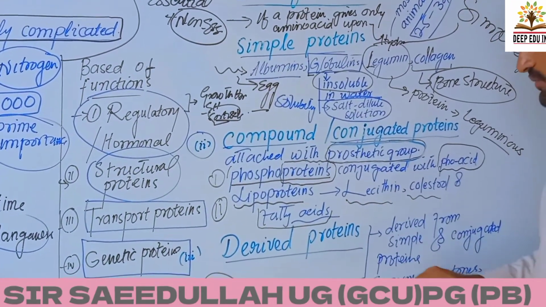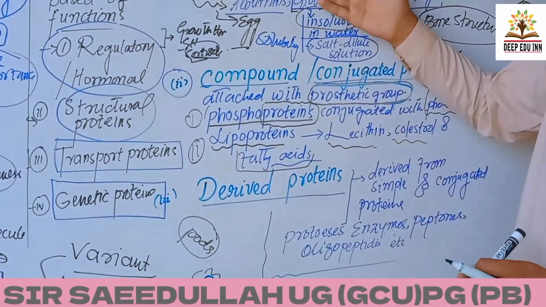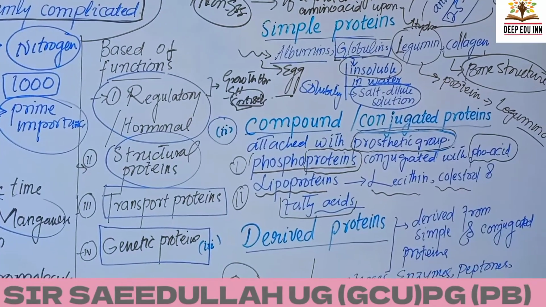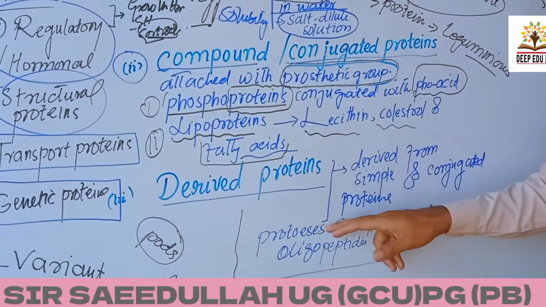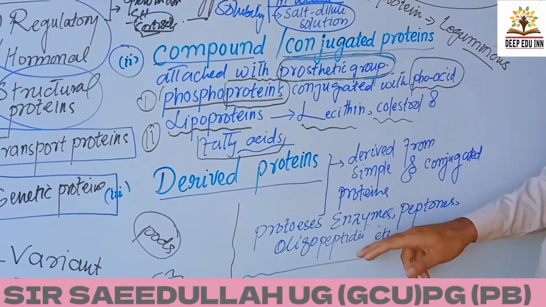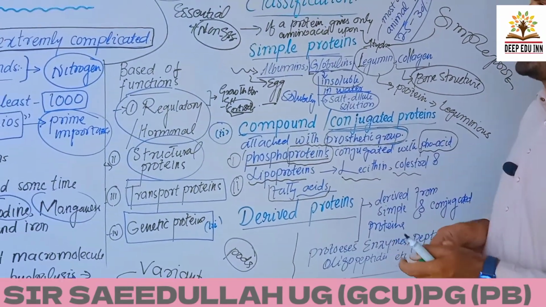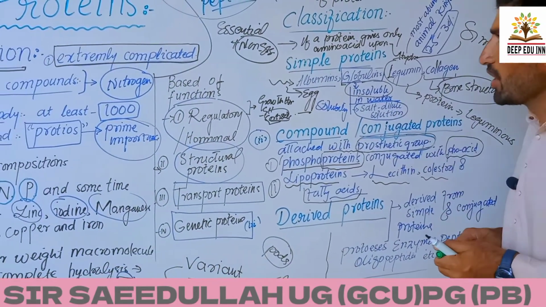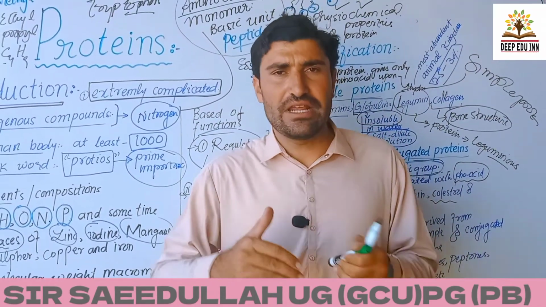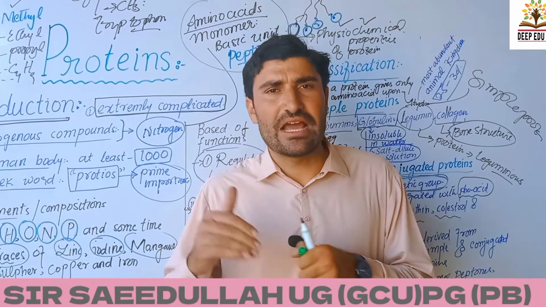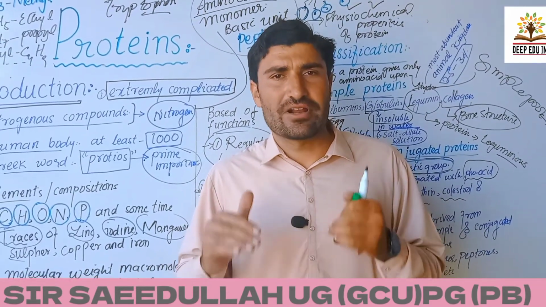Students, now come to the derived protein. Derived proteins are those proteins which are derived from the above two categories, simple or conjugated protein, like the proteases enzyme, peptones, oligopeptides, etc. The most important point to be noted is that proteins have great importance for both animals and plants. Without protein, life would come to its end and it would cease the life of organisms on the surface of the earth.